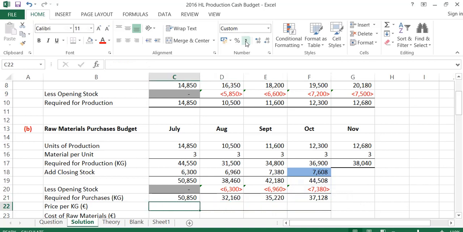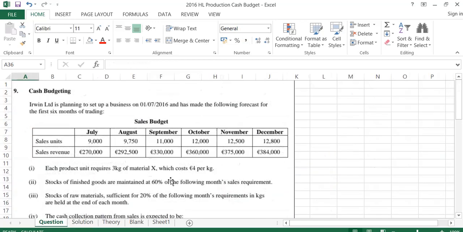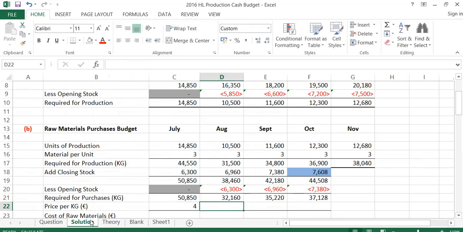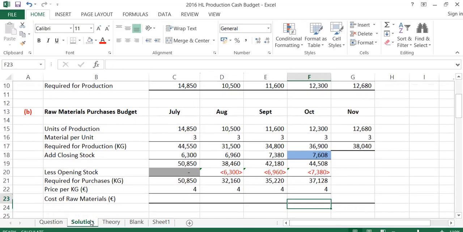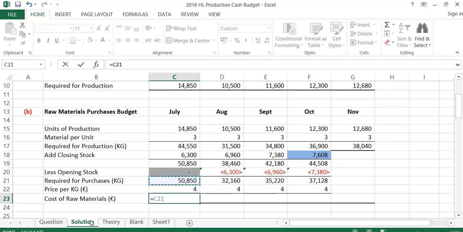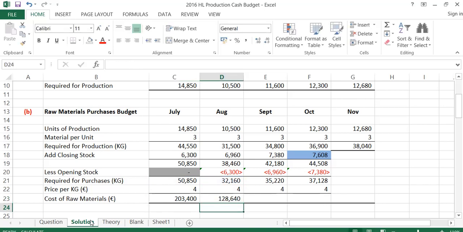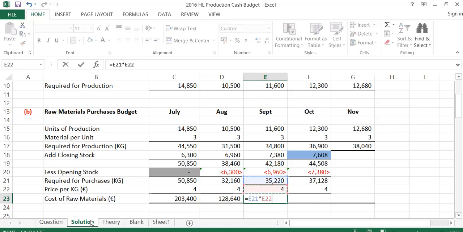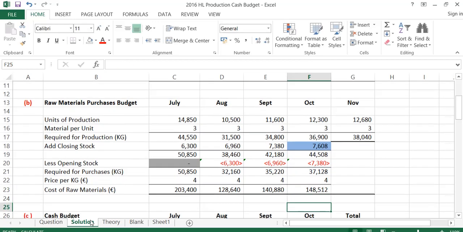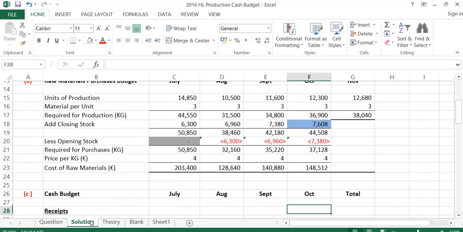So in July, I'm going to have to purchase 50,850 kgs. Now the price per kg, I can see from the question, is €4, and that stays the same each month, €4. So the cost in euros is just going to be 50,850 kgs by €4 per kg, which is 203,400. And it will be the same way for the other months that we calculate that. So now we have the cost of the raw materials in euros, and that's what we are asked to do in part B of the question.